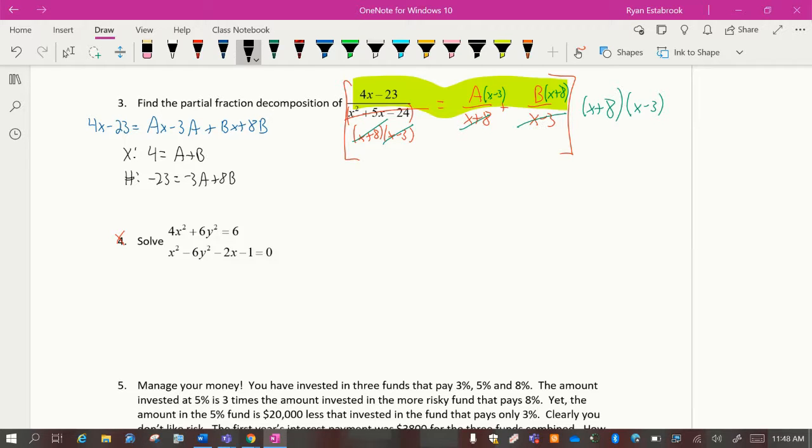We could use elimination or substitution if you think you're really proficient with that and you want to go that route. Not a bad idea. Or you'd rather go to your calculator and use matrices. That might be a quicker way for some of us, maybe more accurate as well. If you went to the matrices, you'd have 1, 1, 4, negative 3, 8, negative 23. Move those constants to the right side and RREF it.